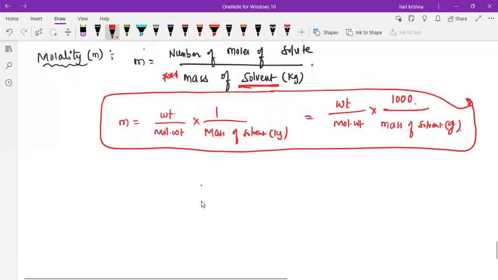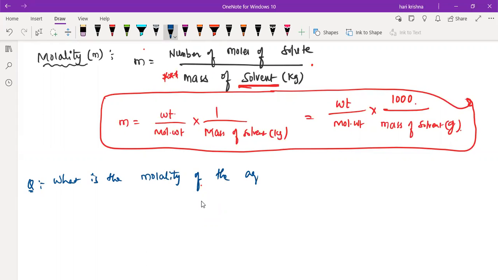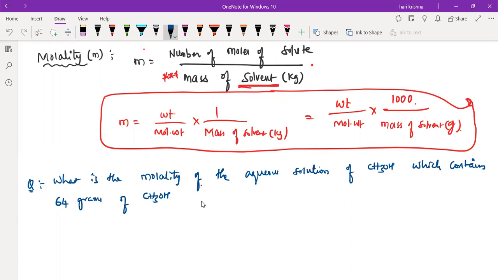Okay, so I'll write down one more problem on this. Solve it and tell me the answer. What is the molality of an aqueous solution of CH3OH which contains 64 grams of CH3OH in 200 grams of water? Sorry, maybe the handwriting is too bad today.